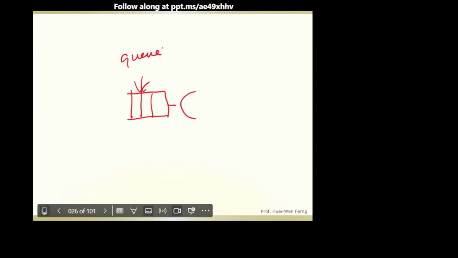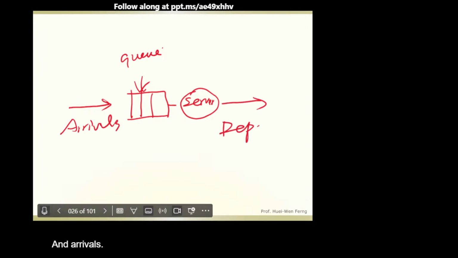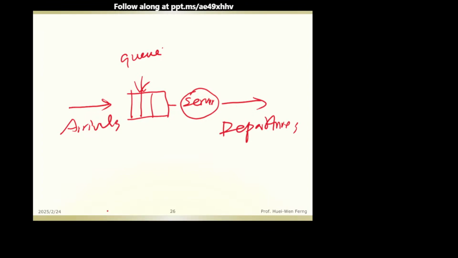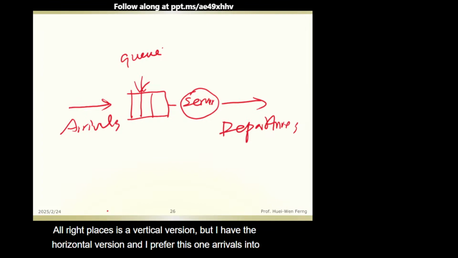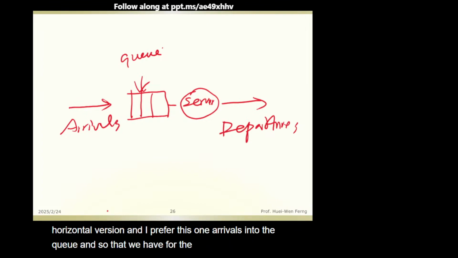All right, we have a server and arrivals, and then departures. Previously it was the vertical version, but I have the horizontal version, and I prefer this one. Arrivals into the queue, and so that we have the server and then departures.